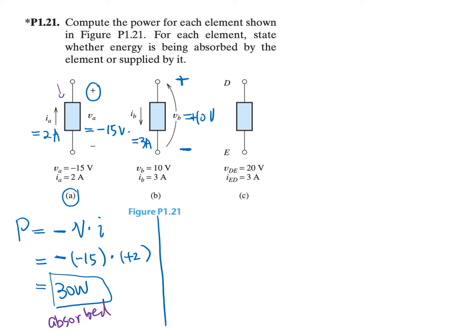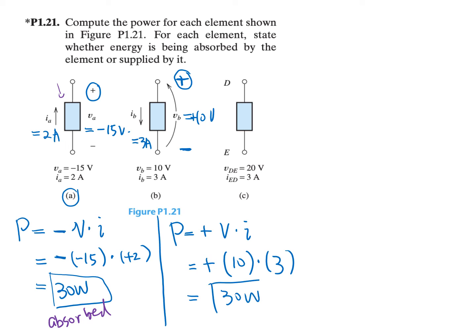And similarly, we can write the equation to calculate the power P. Well, in this case, the current is entering the positive terminal. So P is equal to positive V times I. That's equal to positive 10 times 3. So we have 30 milliwatts. This is a positive value, so again, the power is absorbed by this element.